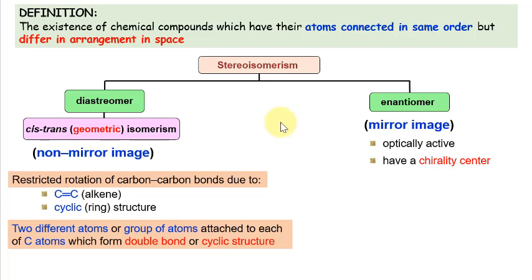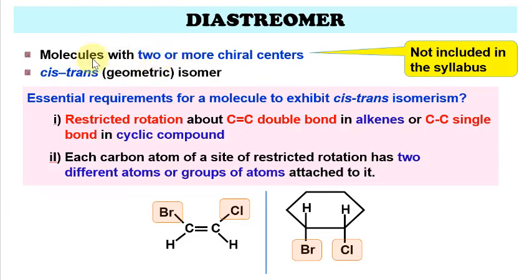Stereoisomers are isomers with the same structural formula but different spatial arrangements of their atoms. Stereoisomerism can be divided into two categories: diastereomers and enantiomers. Examples of diastereomers are molecules with two or more chiral centers. This one is not included in our syllabus.